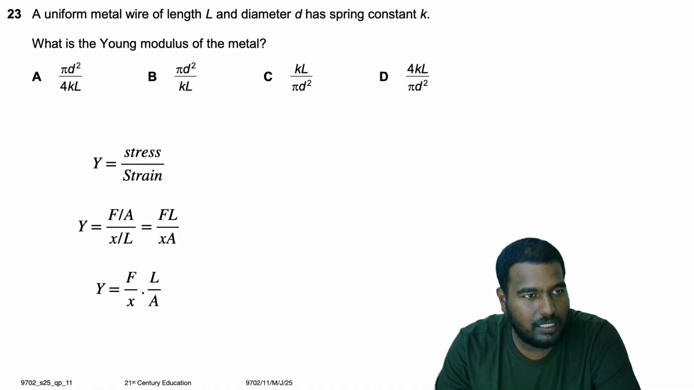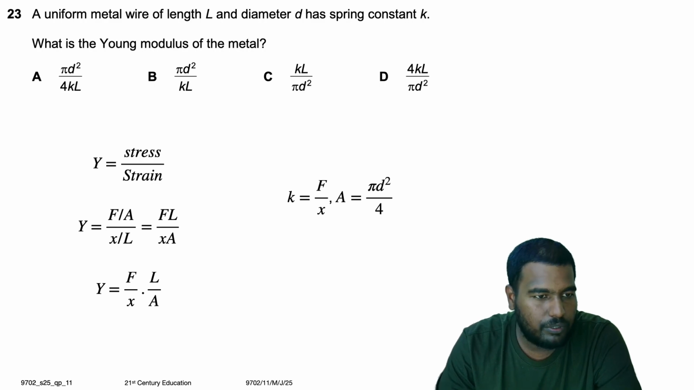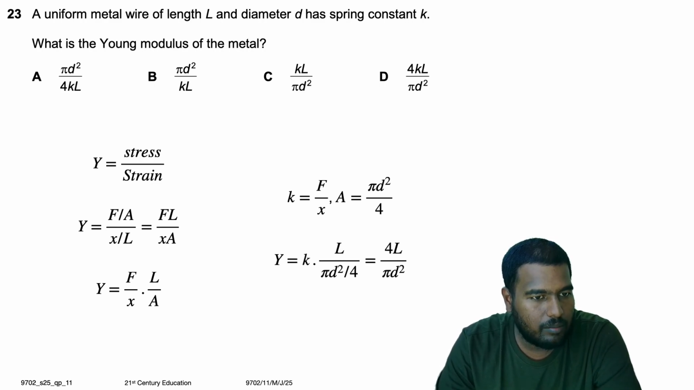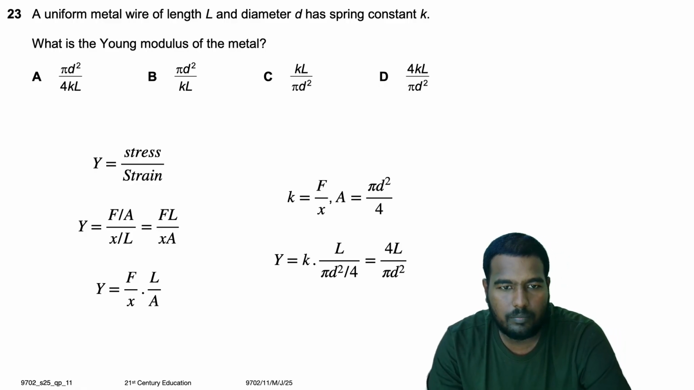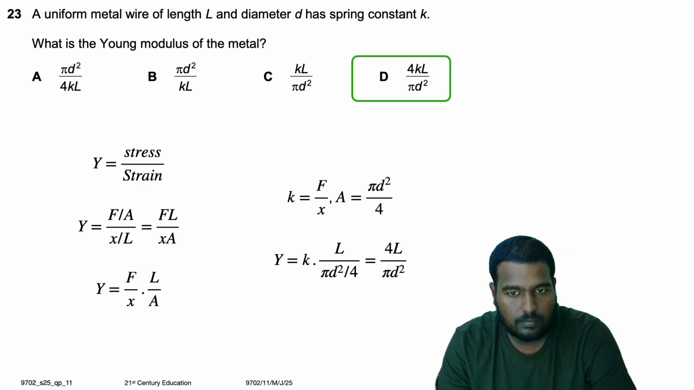Area is pi r square. In this case, d is given, so pi d square by 4. If you put these things into the equation, instead of F by x, K into L divided by area, which is pi d square by 4. So the 4 will go to the numerator. So it's 4L divided by pi d square. Option D.